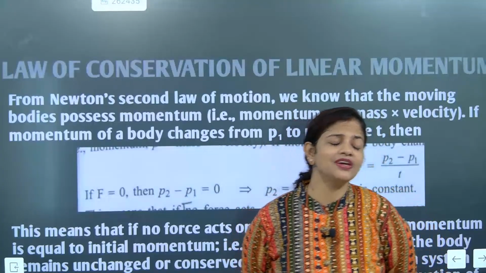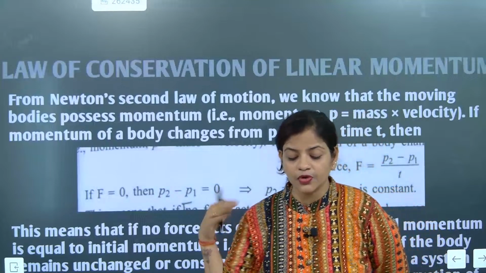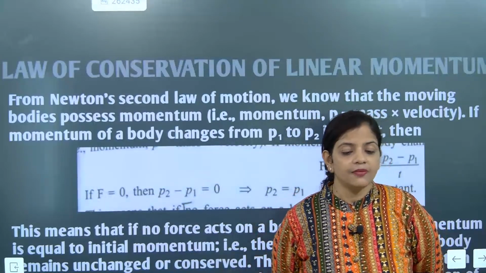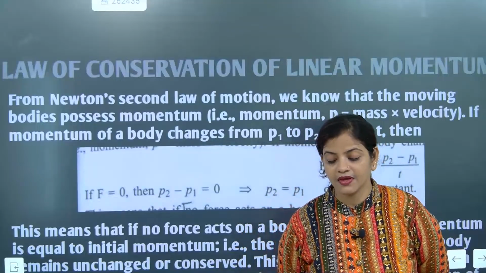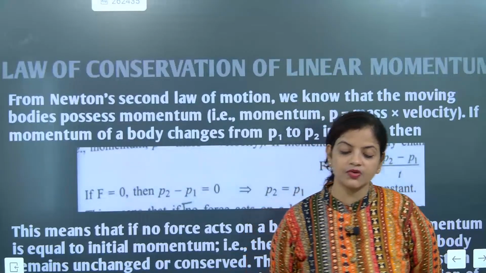Energy can neither be created nor be destroyed. It can only change its state from one form to another. That's called conservation of energy. But what about conservation of mass or momentum? M1 V1 is equal to M2 V2.